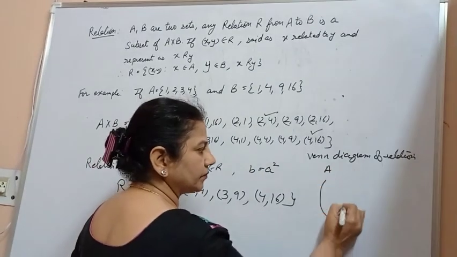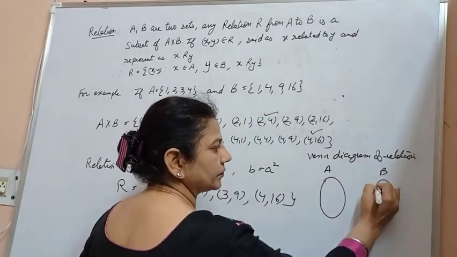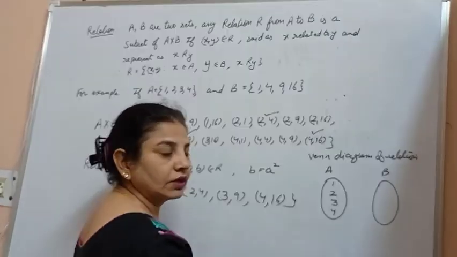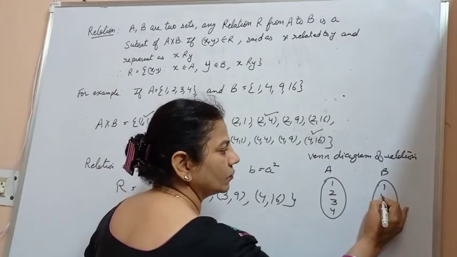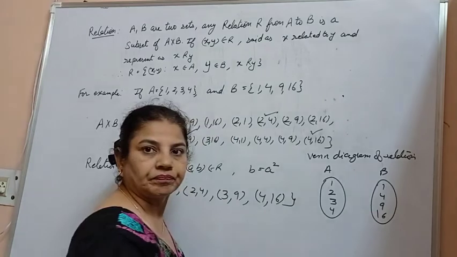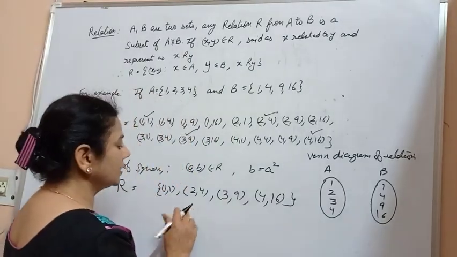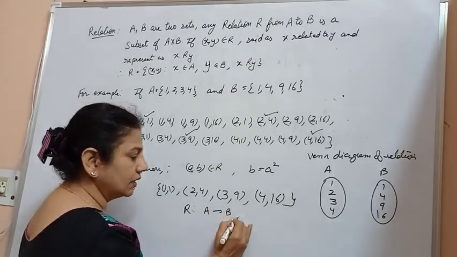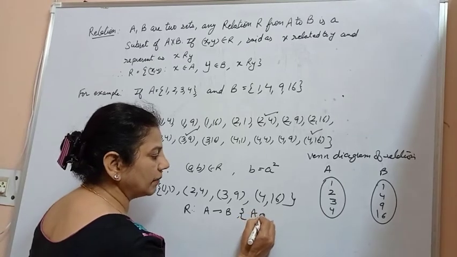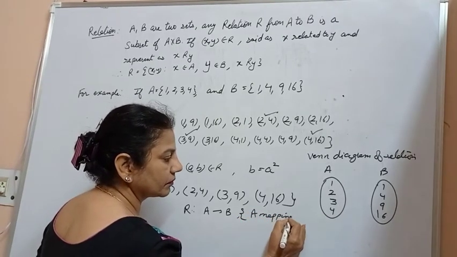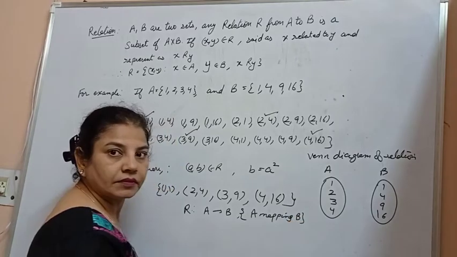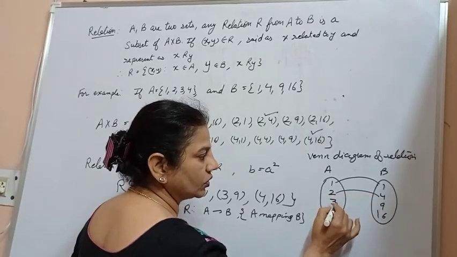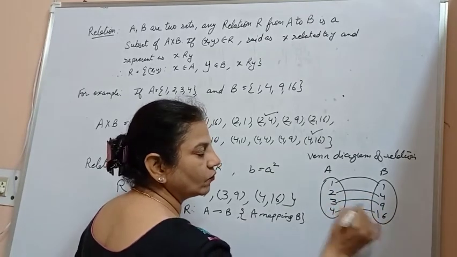Say A is a set and B is another set. Set A contains the elements 1, 2, 3, 4. Set B contains the elements 1, 4, 9, 16. Then the relation R such that A is mapped to B is read as A mapping B. Then 1 is mapped with 1, 2 mapped with 4, 3 mapped with 9 and 4 mapped with 16.